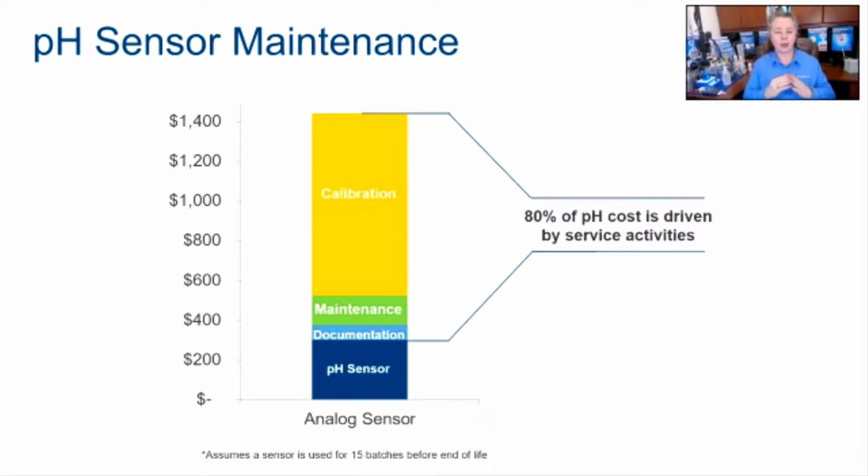If you think about an analog sensor, which was the only sensor we had available to us for a long time, they're still heavily used, but most of the new bioreactors coming out are not analog. 80% of the cost of ownership for a pH sensor is based on the service, the maintenance, the calibration, and the documentation you have to do. The smallest amount of it is based on the sensor. So if you take into account all the hours in the day, the chemicals, and everything you need to do to maintain and verify that you can trust the sensor in your next reaction, it's a lot of work.